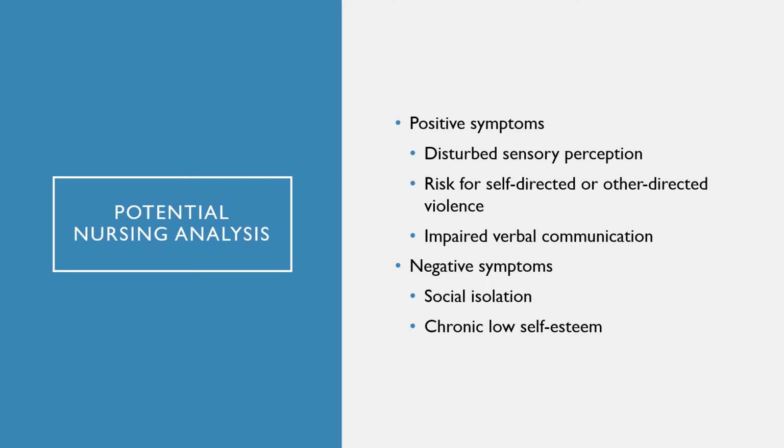So we've done a complete assessment of our patient. So the second step in our nursing process is the analysis part. So we want to make sure we're prioritizing for positive and negative symptoms. Again, those positive symptoms might be disturbed sensory perception, risk for self-directed or other directed violence, impaired verbal communication. If they have negative symptoms present, maybe social isolation, chronic low self-esteem. Table 12.2 on page 201 in your book has a really great table that shows signs and symptoms that you may observe and with each of those nursing diagnoses.